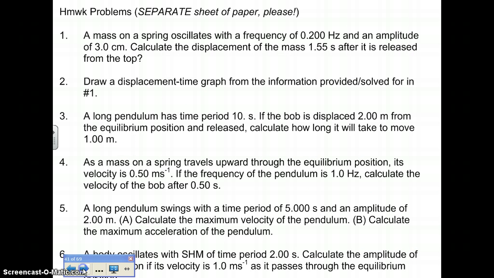So now what I would like you to do is solve through these 6 problems on a separate sheet of paper, please. Solve through these 6 problems on a separate sheet of paper. Hard to say. And we will look at them tomorrow during class, guys. That is all.